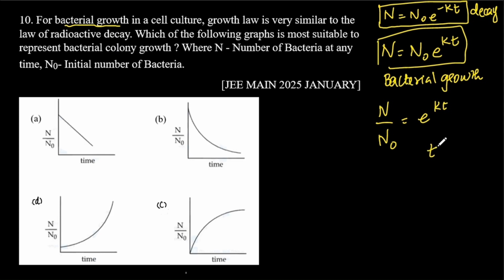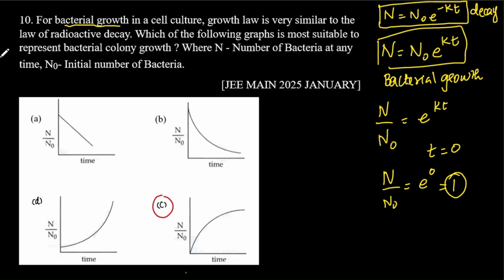So when time t equals 0, then it will become N by N naught equal to e power 0, that is 1. So it tells that the growth is exponential. So there is an exponential increase and it starts with 1 and it rises sharply as time progresses. So let us see the 4 options. In option A, a negative slope straight line is given. So option A is wrong. In option B, decay is given. So this is exponential decrease. So option B is also wrong.